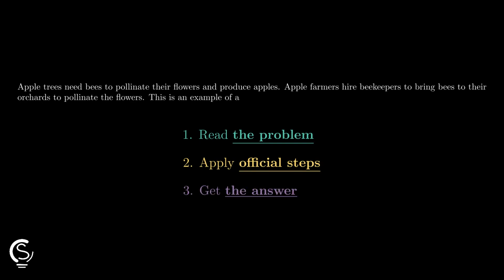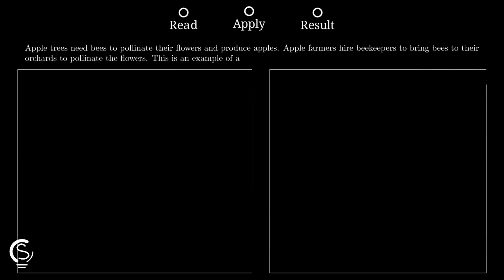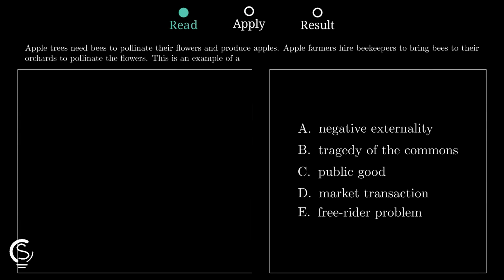Apple farmers hiring beekeepers for pollination might seem complex, but we can solve this economics puzzle in just 3 quick steps. Let's go. The act of apple farmers paying beekeepers to bring bees to their orchards is a specific economic activity. We must identify if this interaction happens inside or outside the market.